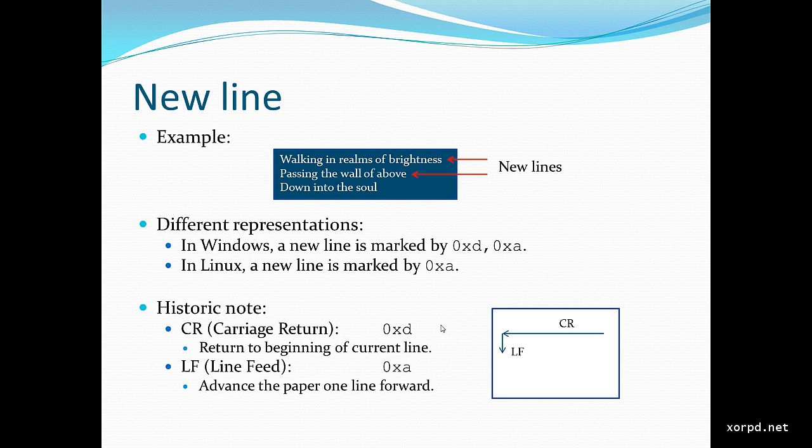This is just how it was when those were physical directions. Now we have software and we don't really have to move any carriage to the beginning of the line. This is just an idea, a historic idea that was somehow preserved. These days in Windows, you still use those two codes to represent a new line. Strange, but this is how it is.